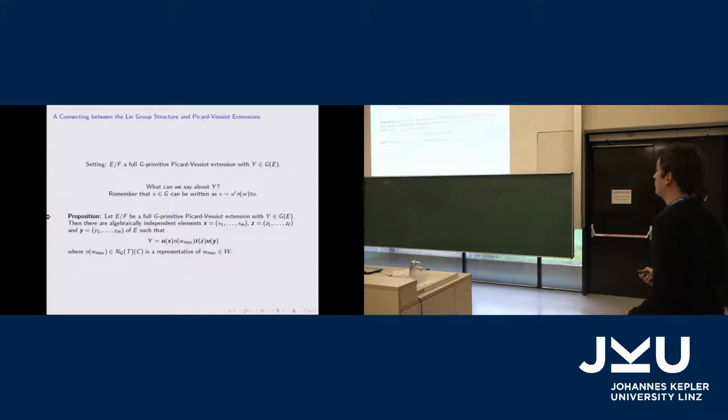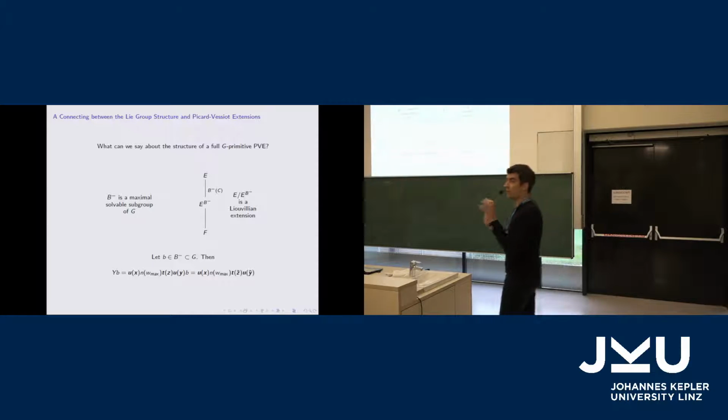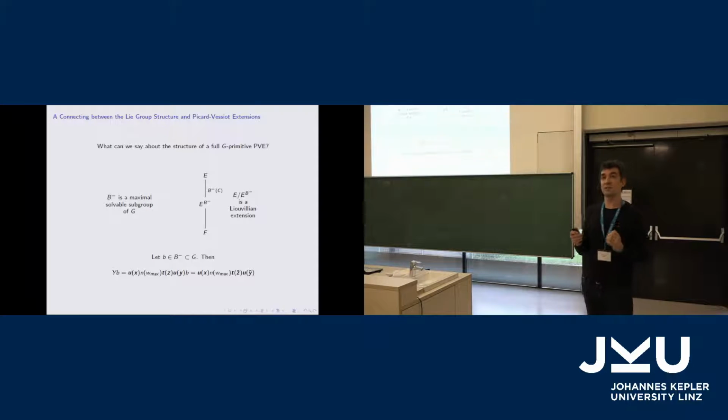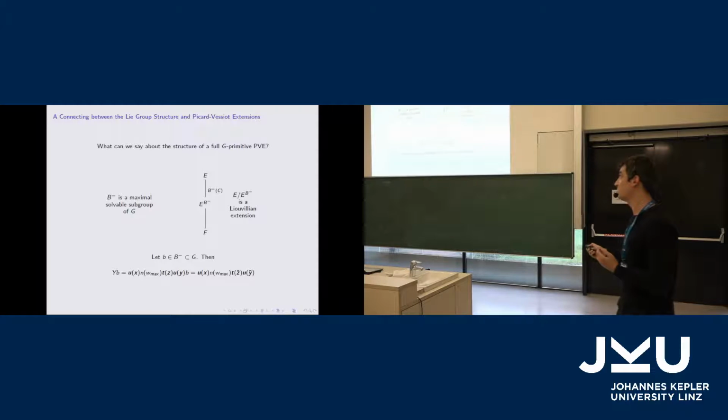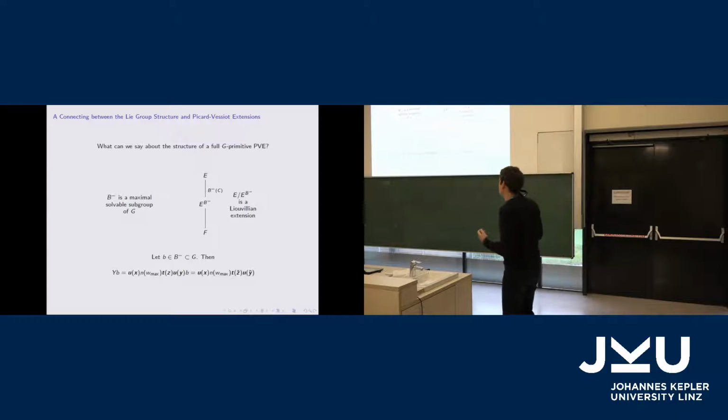Okay, so let's establish a deeper connection. As I said, Borel subgroups are important subgroups and they are maximal solvable subgroups. In Picard-Vessiot theory, a Picard-Vessiot extension with a solvable group is a special kind of extension. It's a Liouvillian extension. So what we can do is use the Galois correspondence and get here a Liouvillian extension. So that's trivial, or obvious.